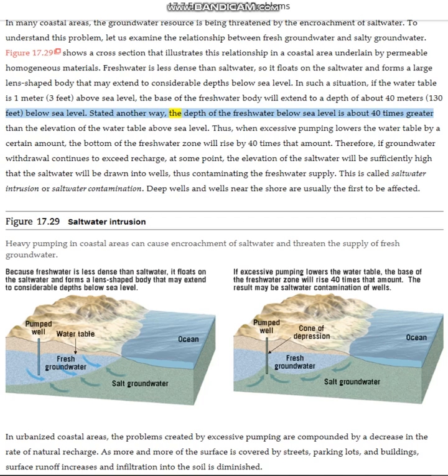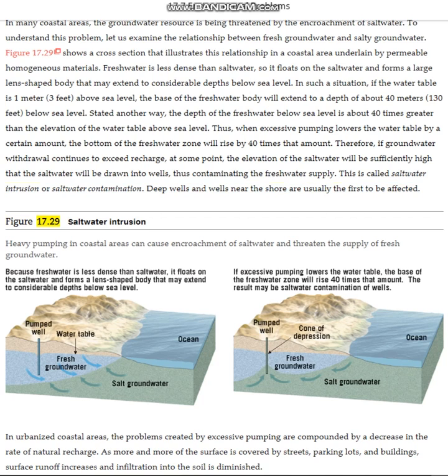Stated another way, the depth of the freshwater below sea level is about 40 times greater than the elevation of the water table above sea level. Thus, when excessive pumping lowers the water table by a certain amount, the bottom of the freshwater zone will rise by 40 times that amount. Therefore, if groundwater withdrawal continues to exceed recharge, at some point, the elevation of the salt water will be sufficiently high that the salt water will be drawn into wells, thus contaminating the freshwater supply. This is called saltwater intrusion or saltwater contamination. Deep wells and wells near the shore are usually the first to be affected.